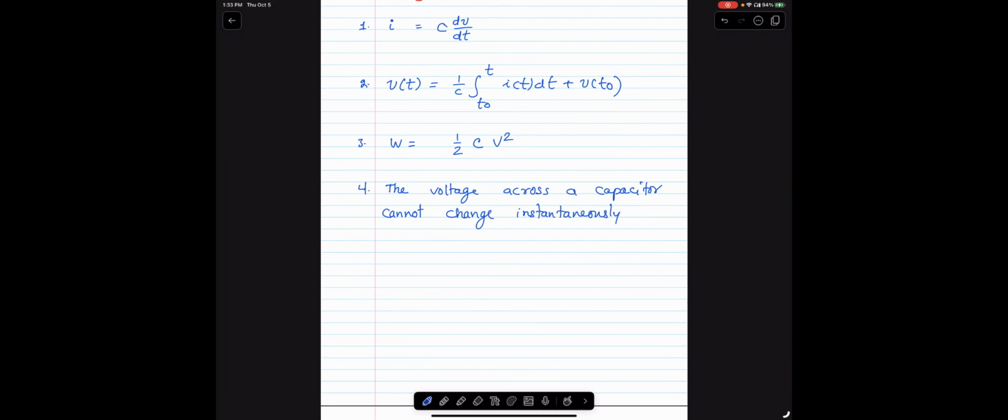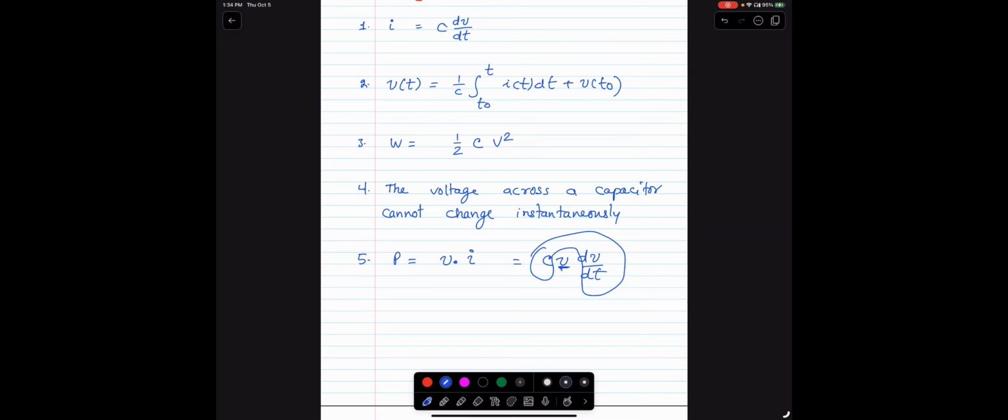The last concept that we saw is that the power in a capacitance is the product of voltage and current, and you can write it as CV dV by dt, where V is the voltage and C dV by dt is the current, right? So the power absorbed or delivered by the capacitance is CV dV by dt. Pretty straightforward.